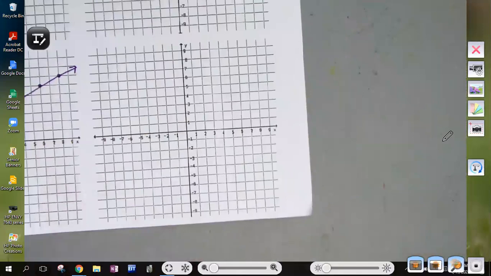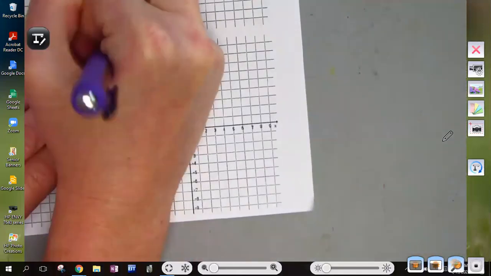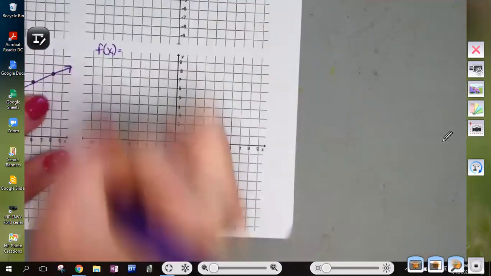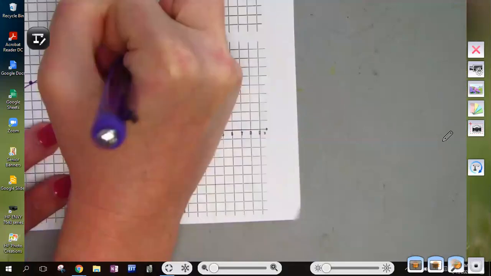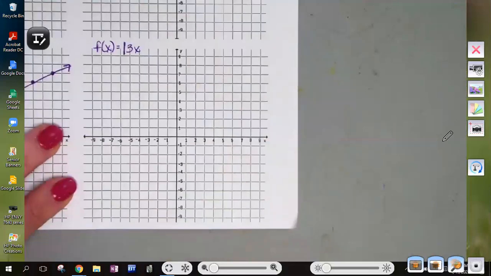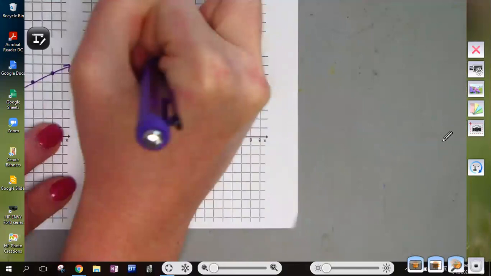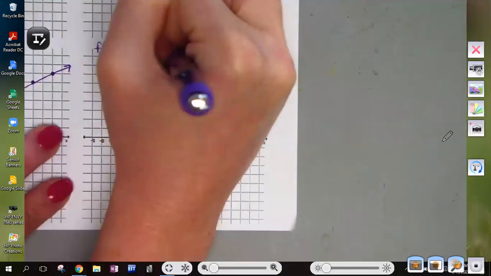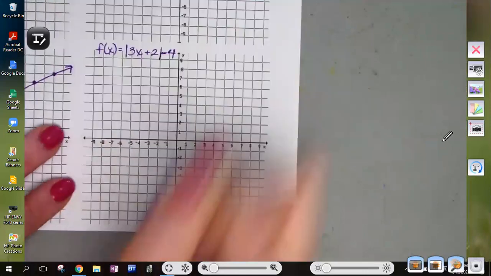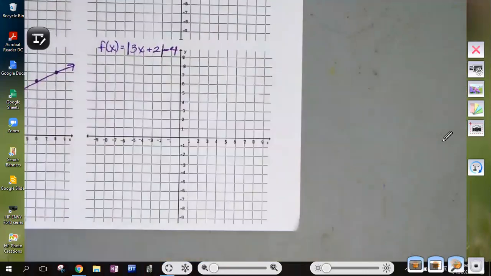Okay. F of X equals the absolute value of 3x plus 2, close the absolute value, minus 4. All right. Lots going on here. So it's going to be like this, right? It's still going to be up. It's at the bottom, a negative.